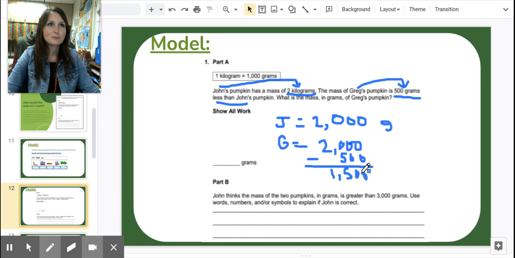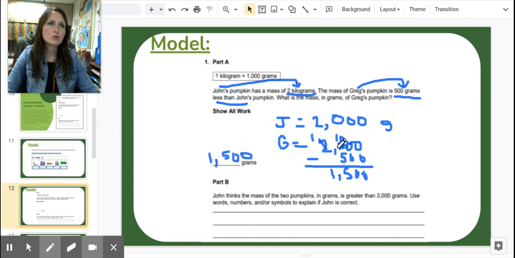1,500. And remember, you can always borrow and go across if you need to. You can cross this one out, make that a 1, and then bring that here and make it a 10. And then you will get the same answer I just got. So I would write that answer here, 1,500 grams.